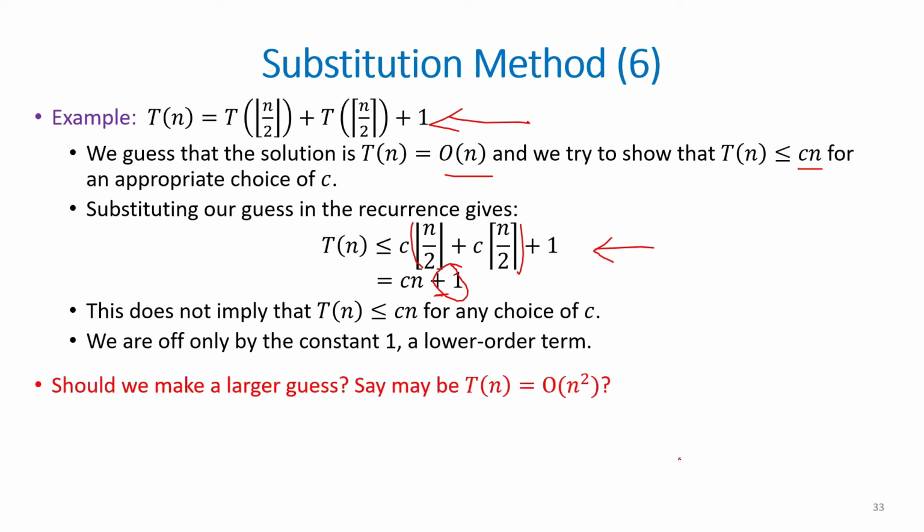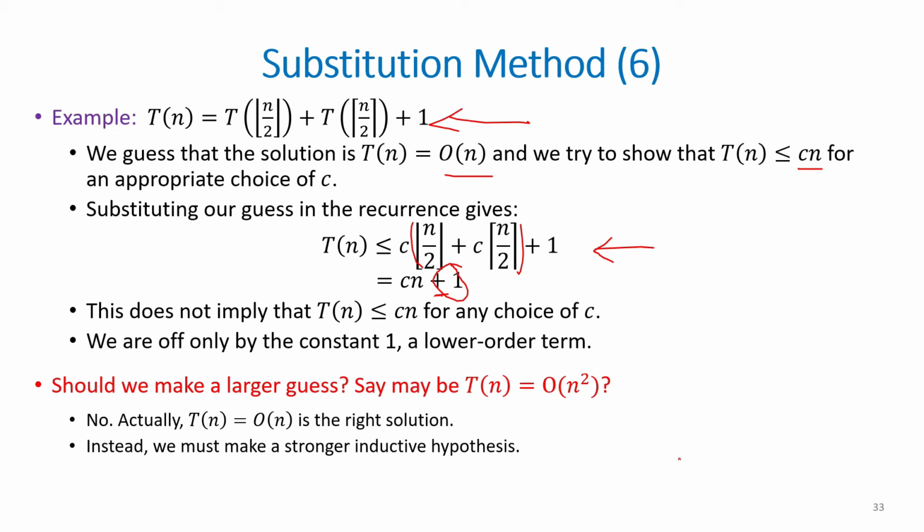Now, how do we solve this problem? Should we make a larger guess, maybe big O of n squared? Actually, no, because big O of n is the right solution to this problem. What we should do instead is make a stronger inductive hypothesis. What I mean by a stronger inductive hypothesis is that we should modify this cn solution in such a way that when we arrive at this part, we would have a subtraction term on the right-hand side, which would then allow us to actually prove the correctness of the solution.